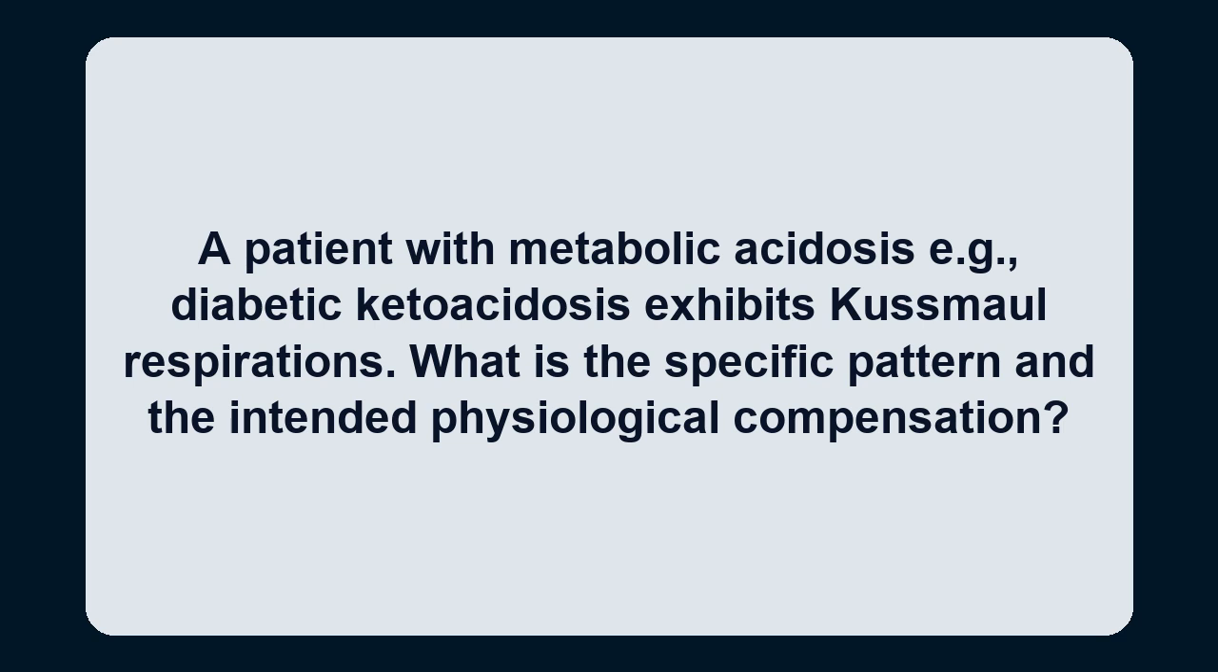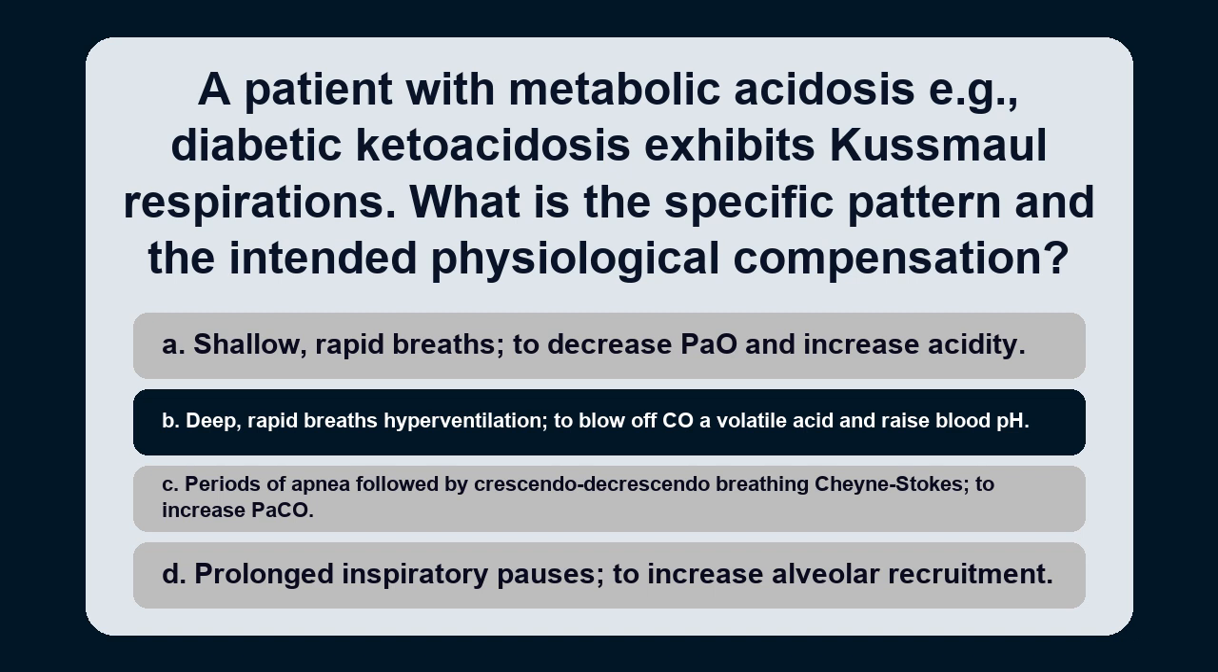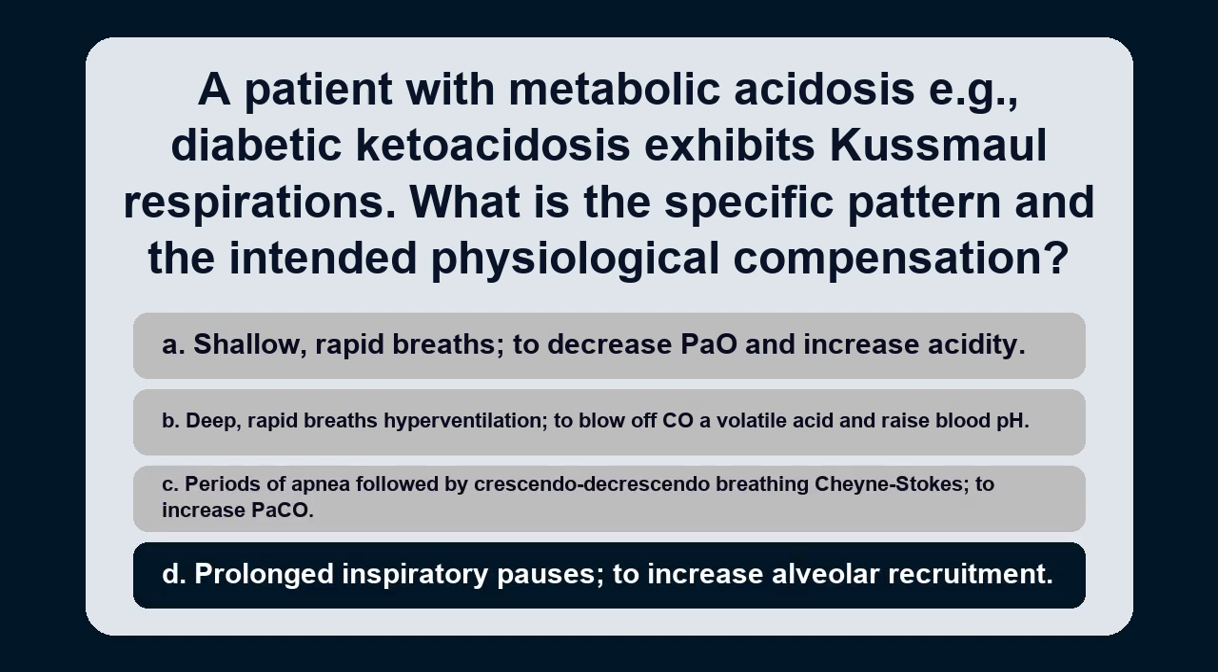Question 1. A patient with metabolic acidosis, e.g., diabetic ketoacidosis, exhibits Kussmaul respirations. What is the specific pattern and the intended physiological compensation? Option A. Shallow, rapid breaths to decrease PO2 and increase acidity. Option B. Deep, rapid breaths (hyperventilation) to blow off CO2, a volatile acid, and raise blood pH. Option C. Periods of apnea followed by crescendo-decrescendo breathing (Cheyne-Stokes) to increase PCO2. Option D. Prolonged inspiratory pauses to increase alveolar recruitment.